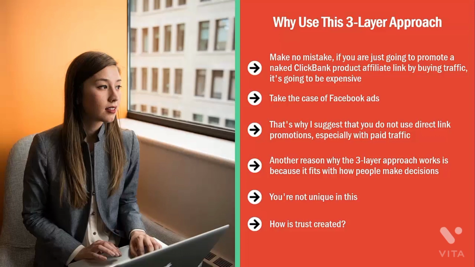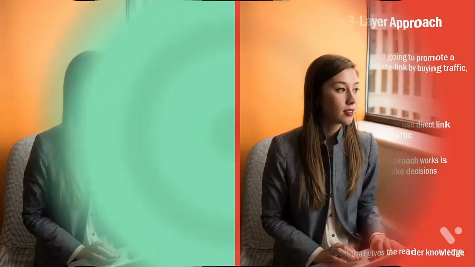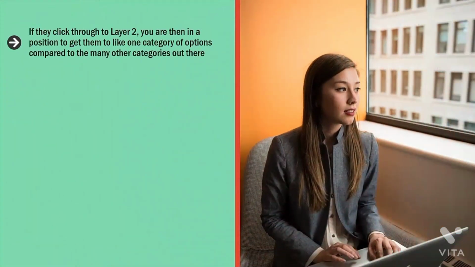This is precisely how the 3-layer content marketing approach I've described works. You start with content that gives the reader knowledge. Now they're not looking to become experts in the product category you are promoting. Instead, they just want to know if you understand where they're coming from. They just want to know if you are credible and authoritative enough to have a grasp of the problem they are struggling with. This content establishes your authority. If they click through to layer 2, you are then in a position to get them to like one category of options compared to the many other categories out there. By the time they click on to layer 3 and they see the comparison, you pretty much have established a decent level of trust. Do you see how this works?